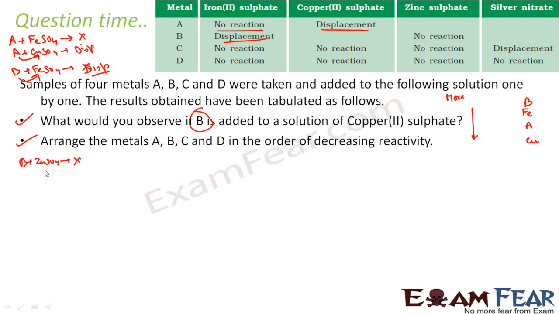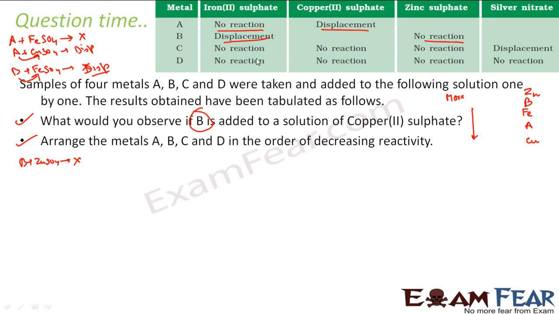So zinc is stronger than B, that means, correct? So we'll put zinc is stronger than B somewhere here. Hope you understand. When B reacts with zinc sulfate, nothing happens. As B is weaker than zinc, zinc is stronger than B. That is done. So this is also done.